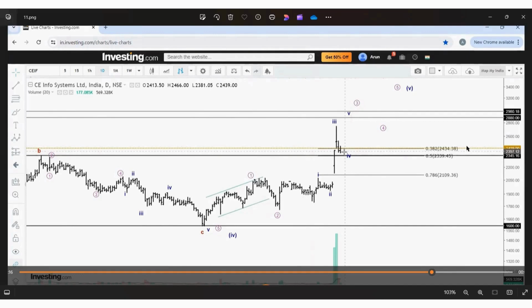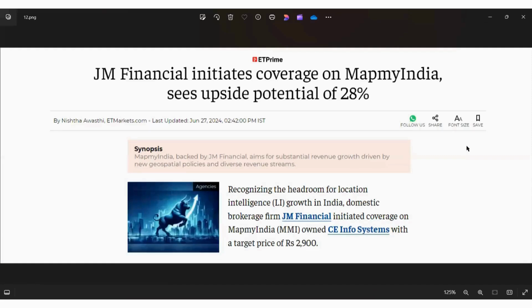So what we analyzed, the same target has been given by one or two research institutions. These are some examples just to show you that our analysis, what you can also do, reaches the same level of targets as big research institutions. You can also get that same target, right? So that's what I'm saying.